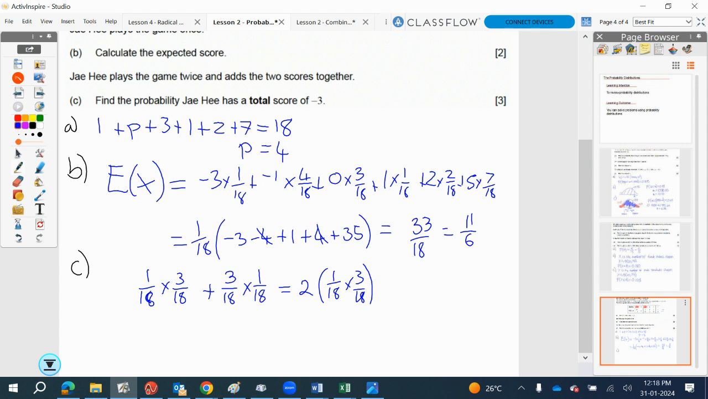If we put this into the calculator, what do we get as a decimal? Can we have a decimal? Yeah. It's going to be 6 over 18 squared. 0.0185. All right, that is it for this one.